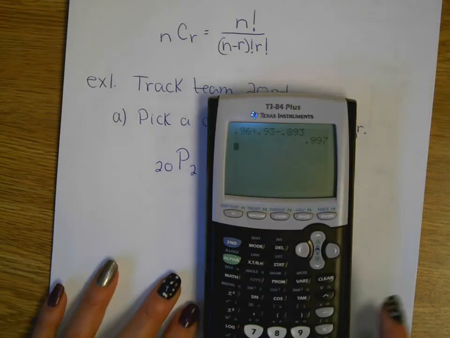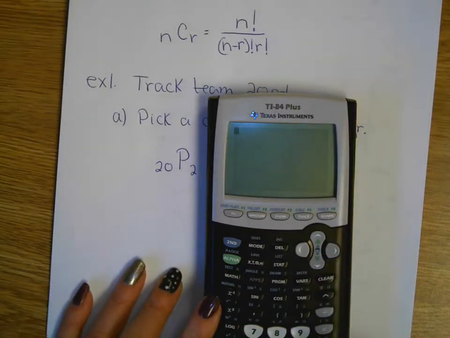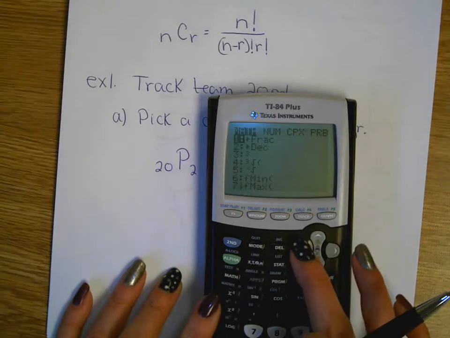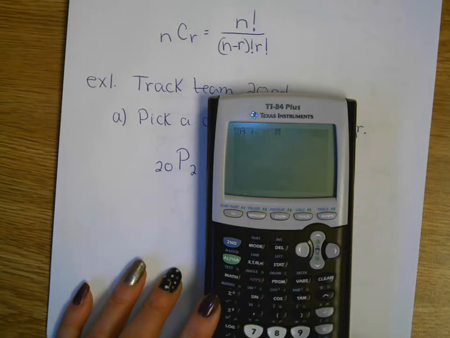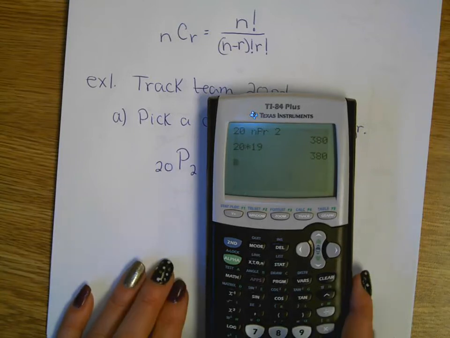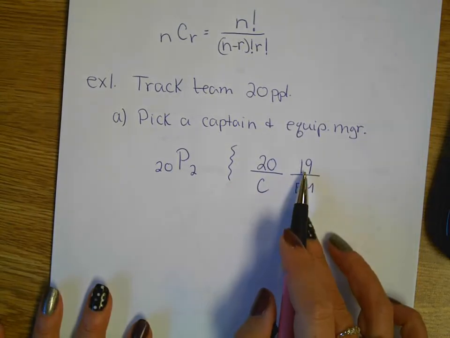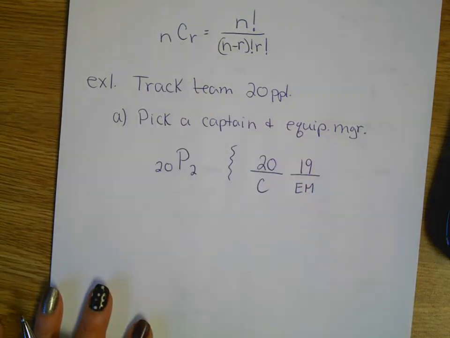And I just want to show you real quick that that's true. So 20, math over to the probability, nPr, placing 2 at a time, and then 20 times 19, which I think was a lot quicker, but it's up to you. So permutations can be done with the counting principle. Combinations cannot be done with the counting principle.